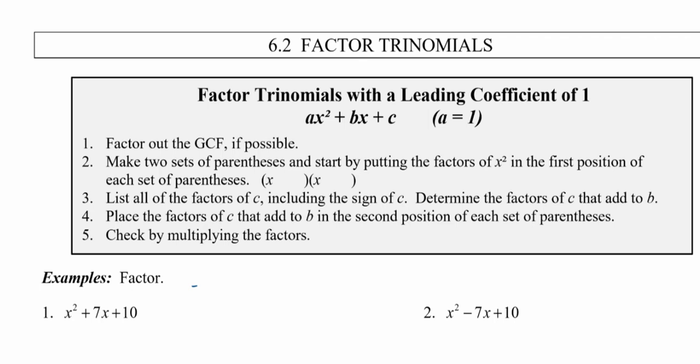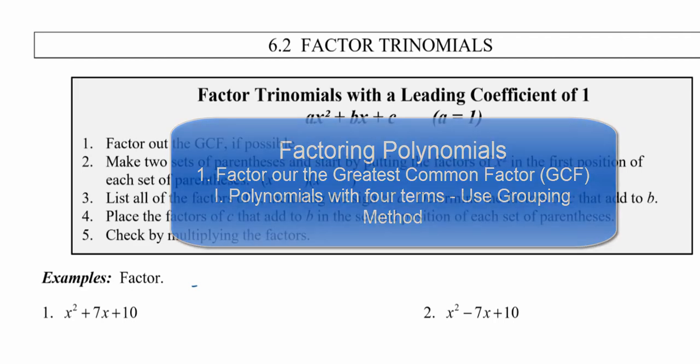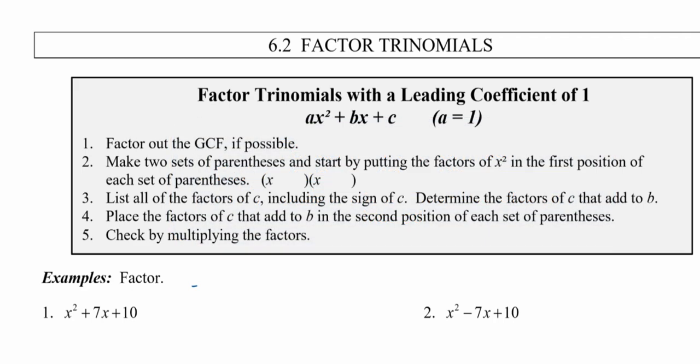In this video, we're going to continue our work on factoring polynomials. So far, we have talked about how to factor out a greatest common factor from the terms in a polynomial. And we've also talked about how to factor polynomials that have 4 terms. We used a method called grouping method. In this video, we're going to start our work with trinomials. So that means polynomials that have 3 terms.